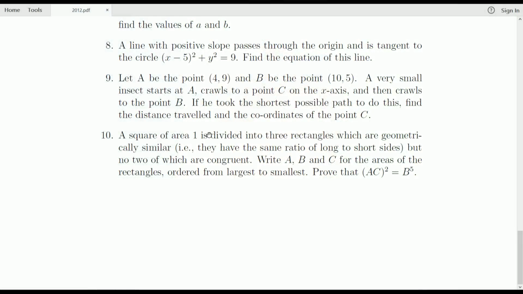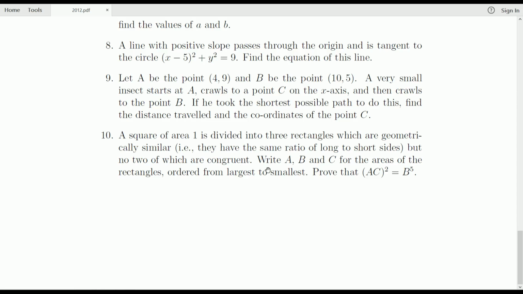Question 10. A square of area 1 is divided into 3 rectangles which are geometrically similar. They have the same ratio of long to short sides. We know what similar is. But no two of which are congruent. So they're not exactly the same rectangles, but they all look like they have the same proportions.